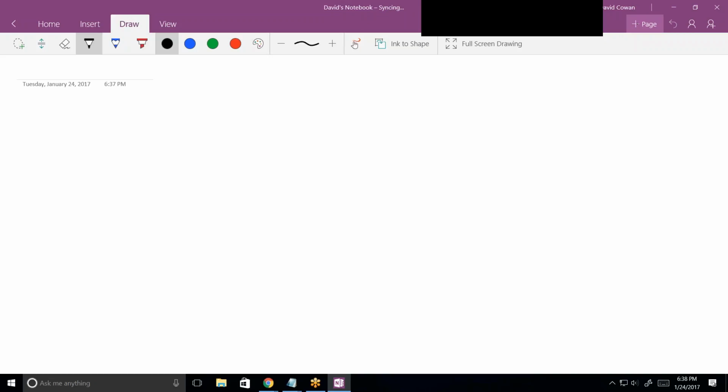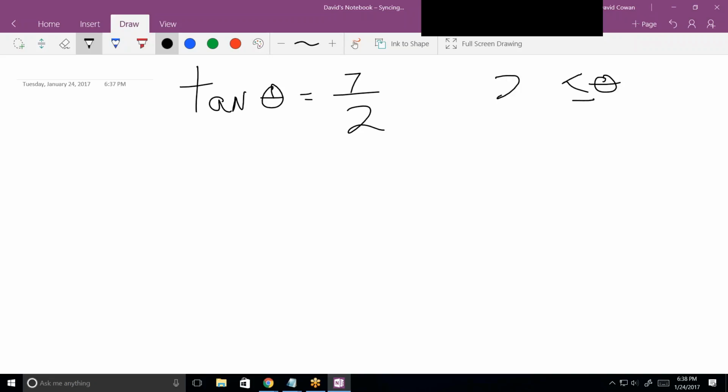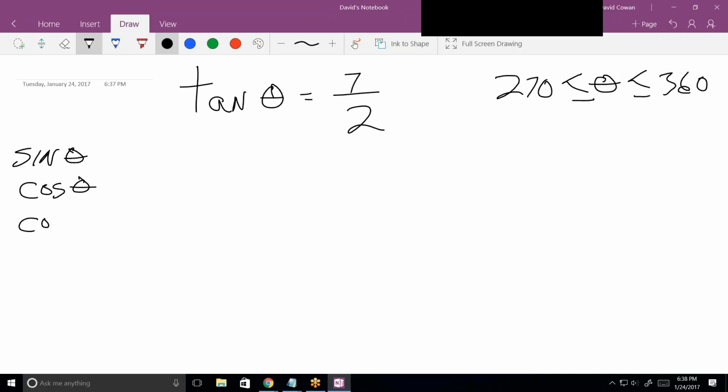I can make one up if you want. I don't have any more on my list, let me make one up. I'm going to say the tangent of theta is 7/2, and that theta is greater than or equal to 270, less than or equal to 360. I'll use degrees. What are the sine of theta and the cosine of theta and the cotangent of theta equal to?